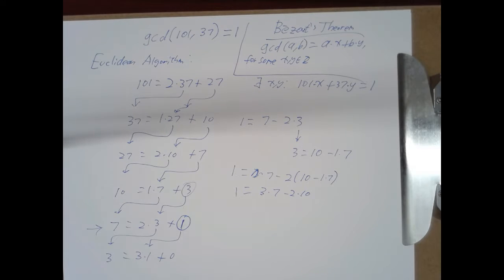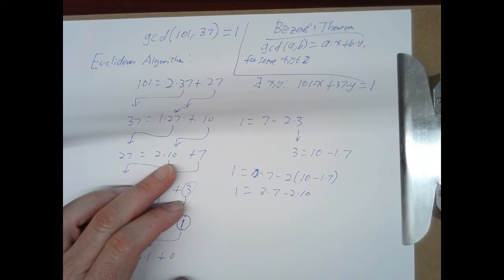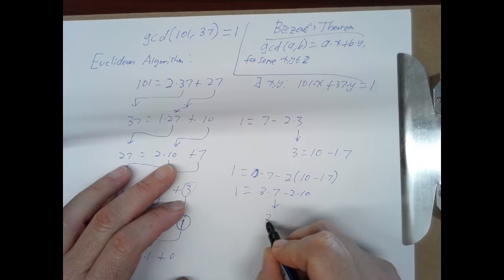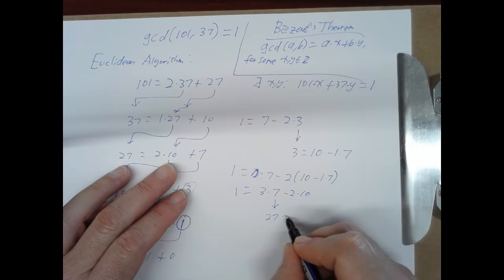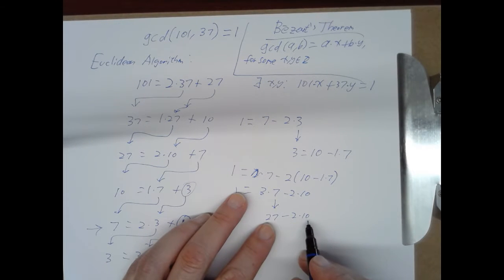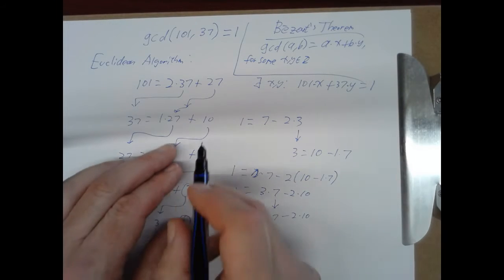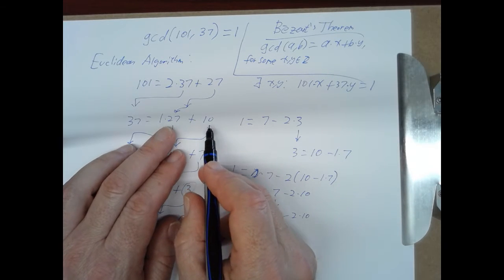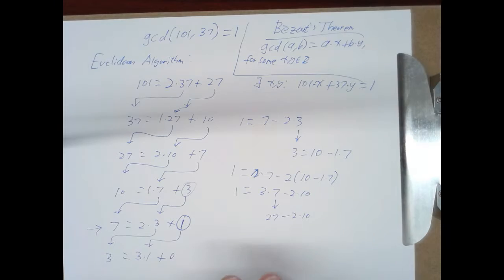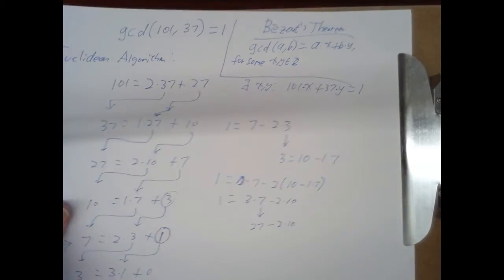So we've written 1 as a linear combination of our 7 and our 10. And now we can take this 7 and we can write this as 27 minus 2 times 10. And if we plug that in, we'll get 1 as a linear combination of 27 and 10. And if we plug in this expression for 10, we'll get 1 as a linear combination of 27 and 37. And if we plug this in, we'll get 1 as a linear combination of 37 and 101. So it's some legwork, but it's very mechanical, and you work backwards and basically can get to this linear combination. So let's do that with something simpler.